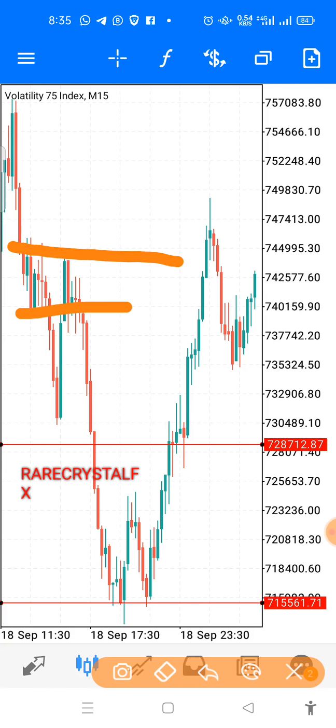Now, you can see that the market got there, and the market kept moving. In this area, the market reacted to what was a reaction at this area before. Now, just like that, Vix 75 is just so simple in that same regard when you are trading it.